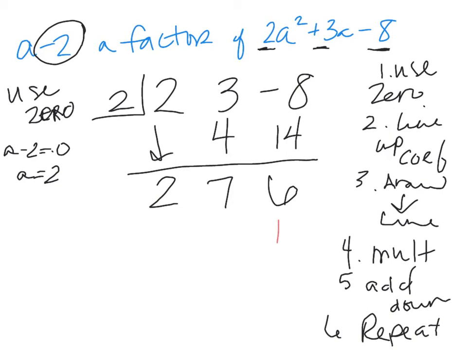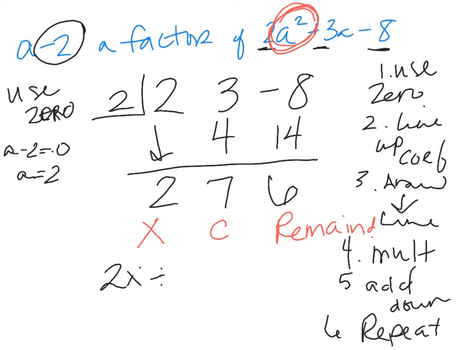Important things to remember: this last number is your remainder. This is going to feel weird, you're going to work backwards from right to left. So the remainder is first, then this is your constant, then this is your x. Notice the degree is 1 less here. This is A squared, the degree on this one is 1. So how to interpret your answer? 2x plus 7, remainder 6 is how I interpret this answer.